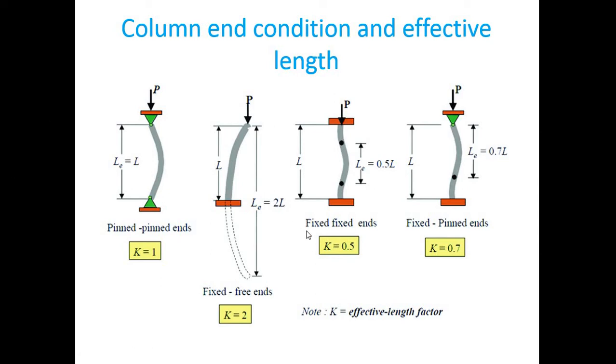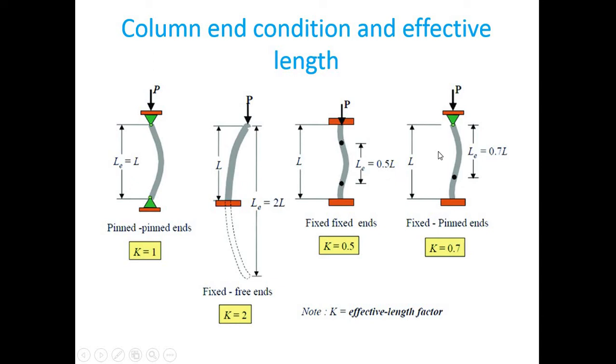Coming to the second condition, the bottom end of the column is fixed and the top end of the column is free, and at the top end load P is acting. Here we have the relation LE equal to 2L. And coming to the third condition, both ends of the column are fixed. Here the relationship between the effective length and actual length is LE equal to 0.5 L.